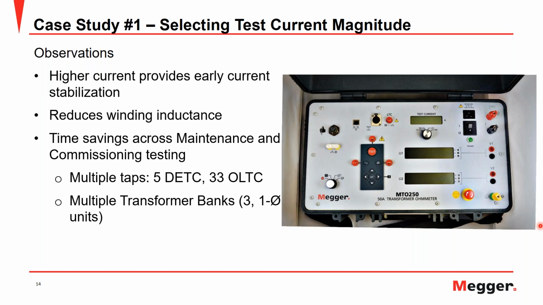So consider yourself at a commissioning test of a transformer that has 5 taps on the De-Energize tap changer and say 33 taps on the OLTC, or even if you have a bank of transformers, say 3 single phase transformers that you are commissioning testing or even maintenance testing for that matter, you can save time by selecting the proper test current magnitude. And again, it's very important that we stay within 15% of the rated winding current.